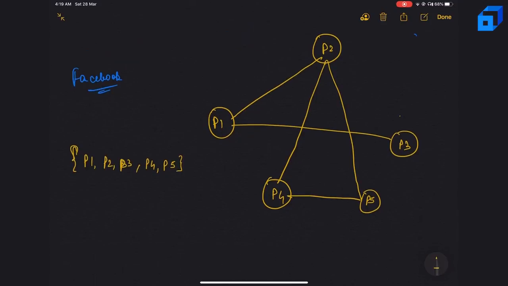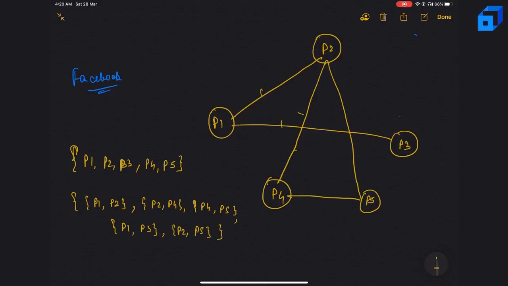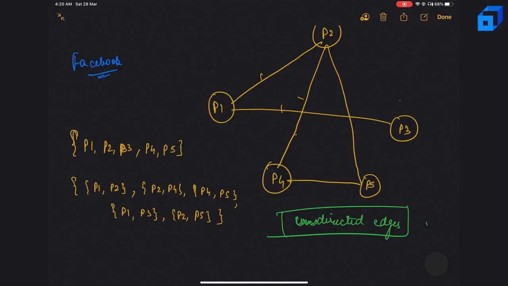Also, what are the edges of this graph? It's clear, it is P1-P2, P2-P4, P4-P5, P1-P3, and also P2-P5. What we see from the graph of Facebook is that it has only undirected edges. At least that is true for the case of friendship relationship in a graph of Facebook. It might not be true for relationship of if a person likes a page or not.